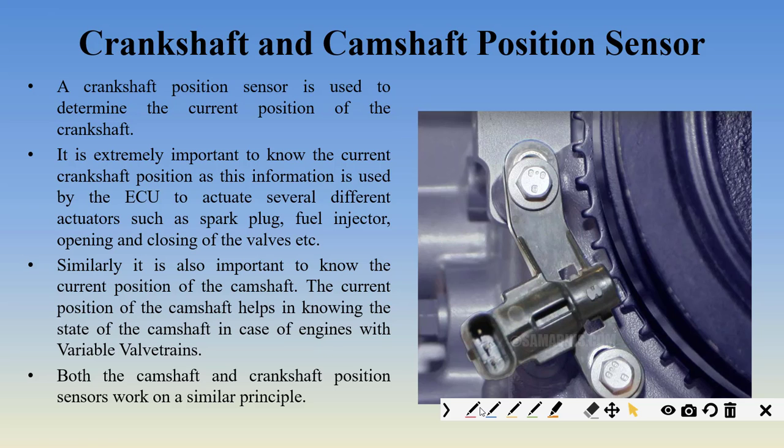The next is the crankshaft and camshaft position sensor. Now this is a different kind of sensor than all the sensors that we have seen till now. In all the sensors that we have seen till now, we used the voltage divider circuit. There was a change in resistance, then a corresponding change in voltage, and we measured that change in voltage. In the crankshaft and camshaft position sensor, see what happens. Over here you can see this is a toothed wheel, a geared wheel.